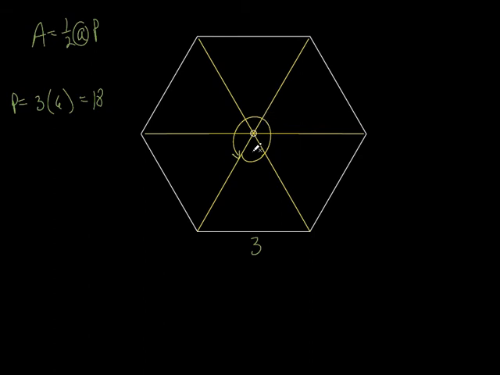How many angles do I have? 1, 2, 3, 4, 5, 6. They're all exactly the same because it's a regular polygon. So how do I find that one angle right there? I take 360 and divide it by how many angles that I have, which is 6. And what does that come out to be? 60 degrees. All right?